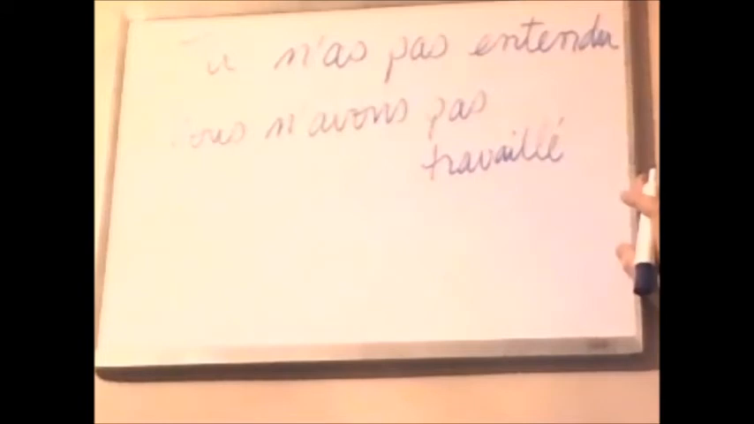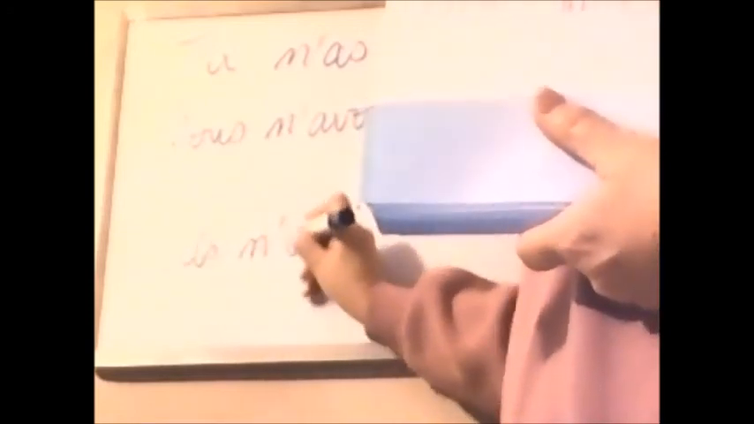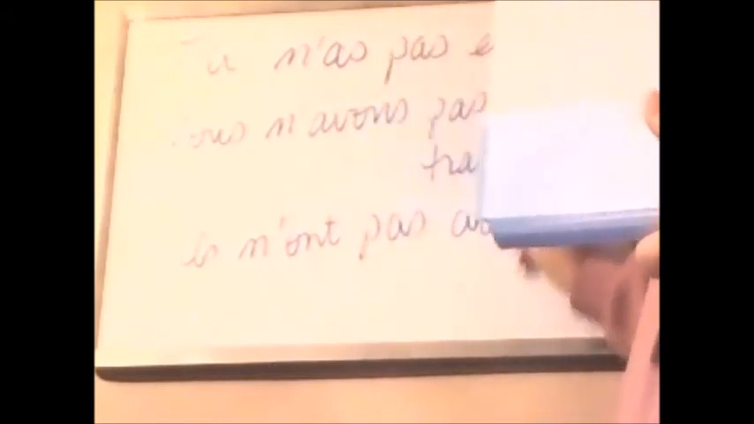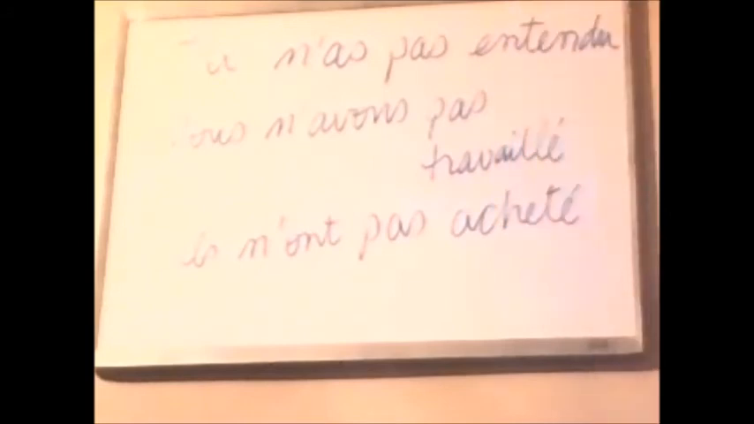Let's do one more. Numéro 3. Les touristes ne voyagent pas en train. Acheter des billets. So why don't they travel on trains? They didn't buy tickets. They didn't buy any tickets in this case. So les touristes, ils n'ont pas acheté de billets. They didn't buy any tickets, that's why they can't go on the train.